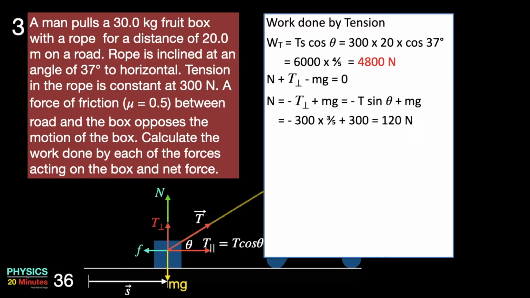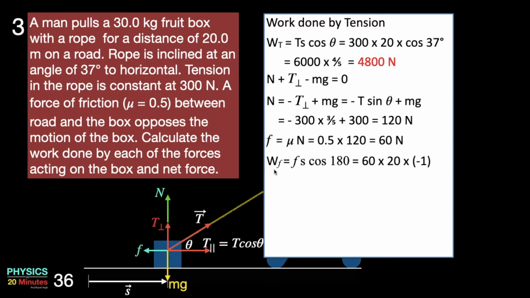Once I substitute the values, I get that as 120 Newton. So this is my normal reaction. Once I get my normal reaction, I can calculate my frictional force. It is mu times normal reaction. Mu is 0.5. So 0.5 into 120 will give me 60 Newton.